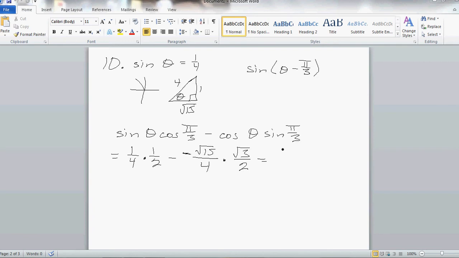And then it's just algebraic manipulation from this point forward. 1/8 plus, okay, root 45 actually equals 3 root 5, once you simplify that to its simplest form. We have our common denominator of 8, and so the final answer is 1 plus 3 root 5 all over 8.